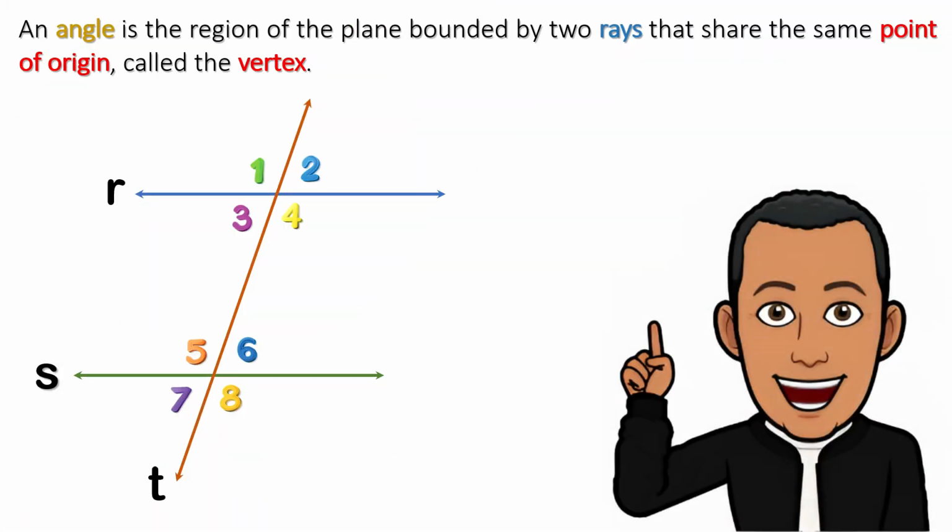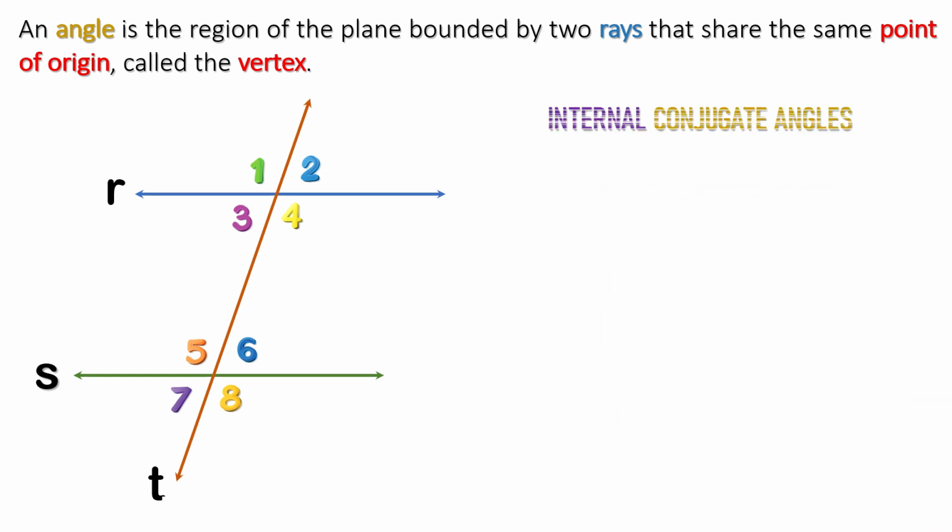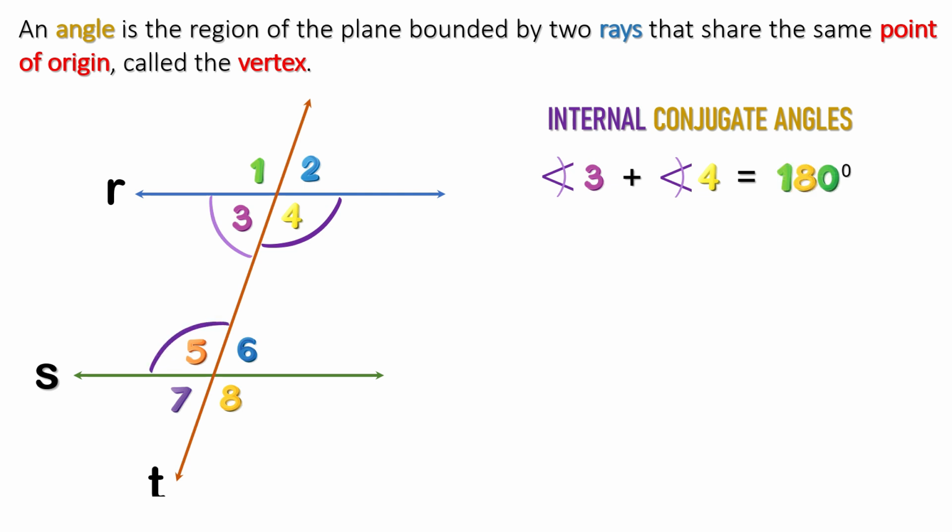Finally, conjugate angles are divided into two classifications. First, internal conjugate angles, where the sum of the amplitudes of angles 3 and 4 is equal to 180 degrees. Analytically, this is written as. And the sum of the amplitudes of angles 5 and 6 is equal to 180 degrees. Analytically, it is written as.